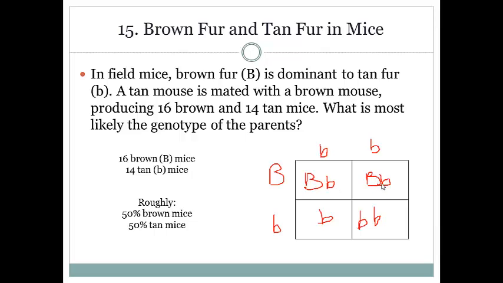And this one would still be the same. It would still be big B, little b, except this one would be little b, little b. So here I have 50% tan and 50% brown. So the parents must be, one of them must be homozygous recessive, whereas the other one must be heterozygous.